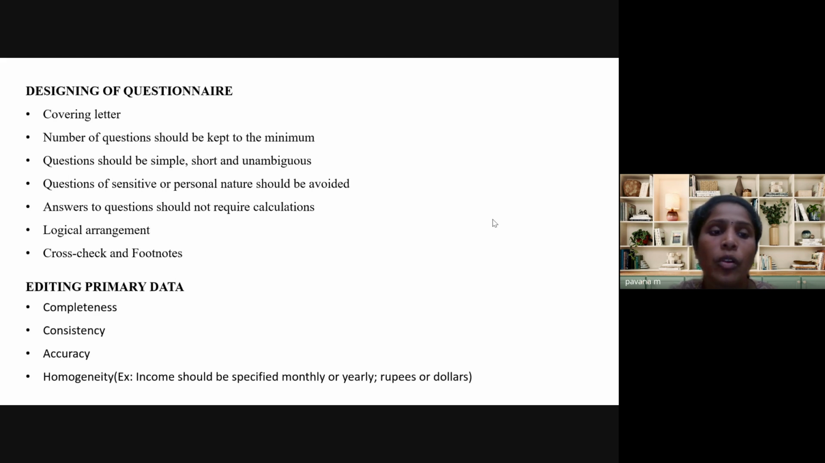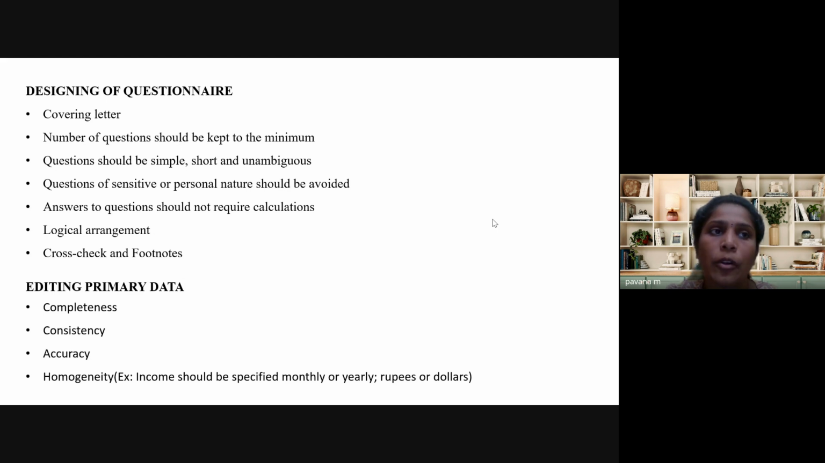And next one, the number of questions should be kept to the minimum. That means you can't ask the respondent 100 or 150 questions, because responding to that many questions will take a long time and they will be frustrated. They don't give exact answers. Even though they give answers, the accuracy of those answers may be suspicious. So whatever questions you are asking, that must be a minimum number.